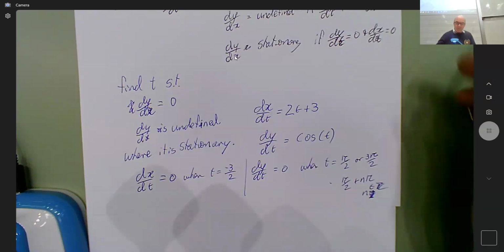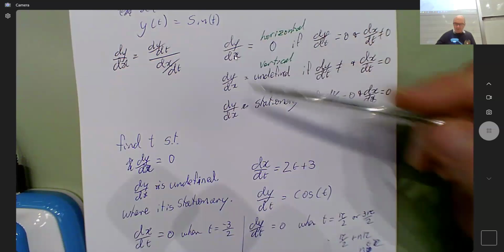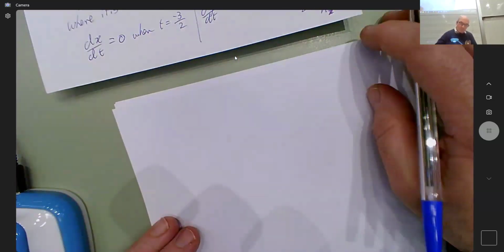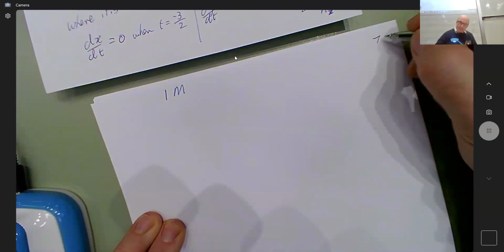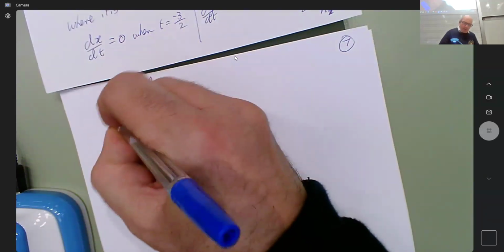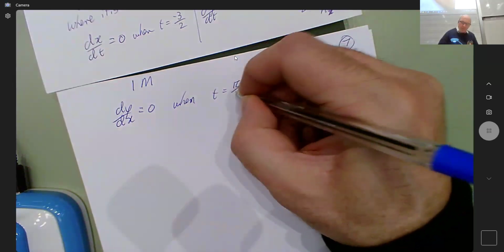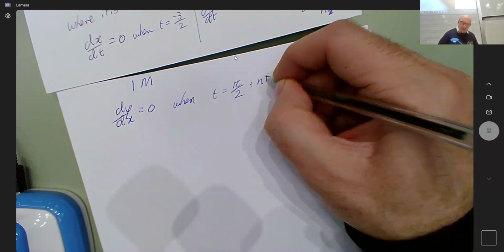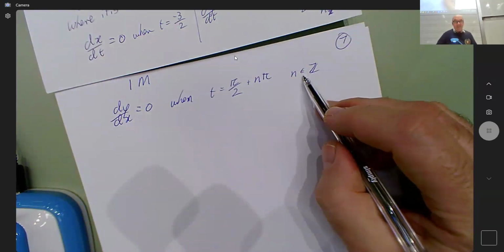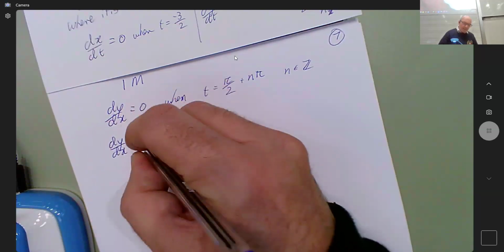So if we go back up to what we're trying to do, dy on dx is equal to 0 whenever dy on dt is equal to 0. So dy on dx equals 0 when t equals pi on 2 plus n pi, where n is in the set of integers. We read it as 'in', and this is the set of integers.